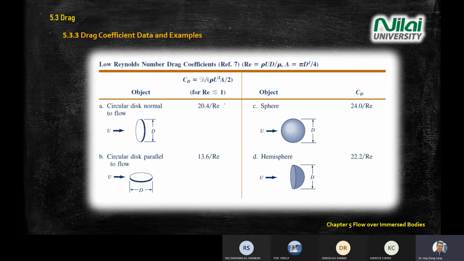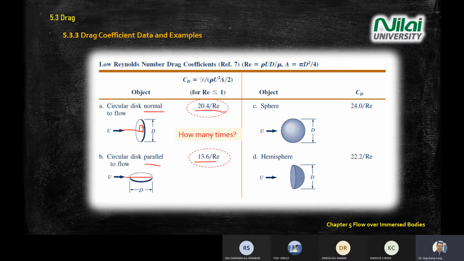You can use this equation to calculate the CD for a circular disc either normal or parallel. So if the circular disc is normal, at 90 degrees to the flow here, you can use 20. If it's parallel to the flow, then you can use 13.